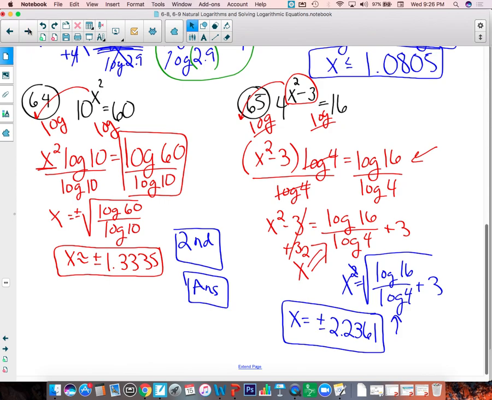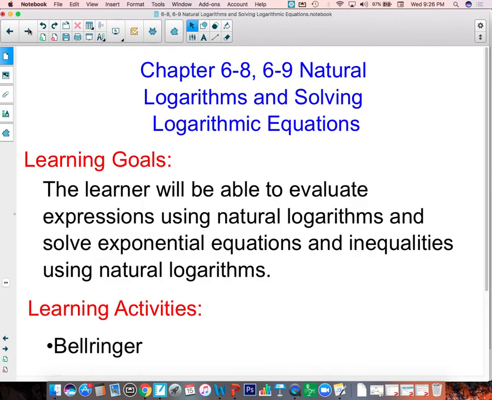Alright, back to the lesson. So we're back to 6.8, 6.9. And I'm going to try to compare this to yesterday as much as I can. And I'll probably be skipping a few examples just to get you guys a little bit of time at the end, because I know last time the video was kind of long. Alright, so 6.8, 6.9, doing natural logs and solving log equations.